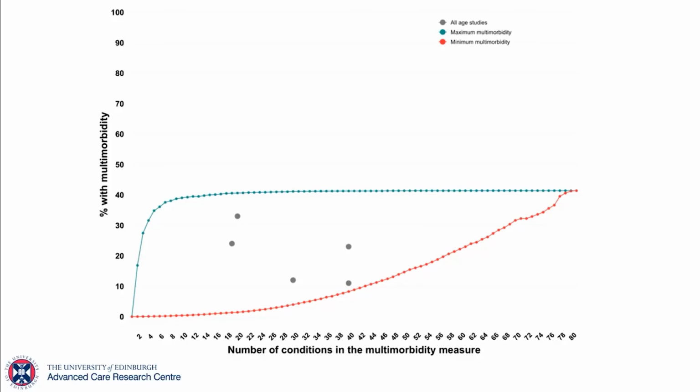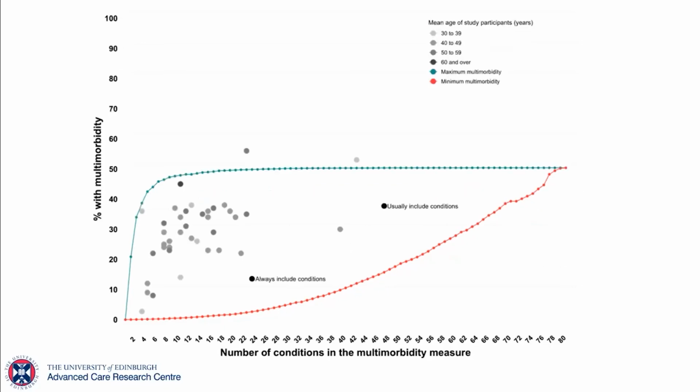Most studies in the literature are only in adults. So if you restrict it to adults, you get slightly different lines because the maximum and minimum prevalence of multimorbidity is higher in adults. But actually, most studies do lie between the lines. But you can get any result you want for prevalence just by changing what you include.